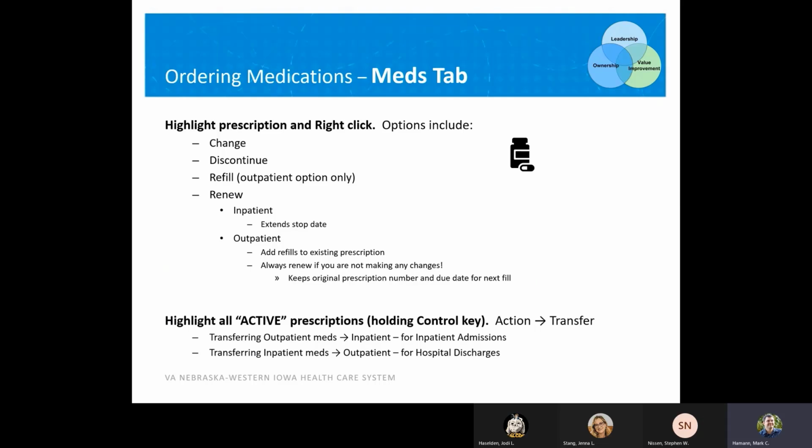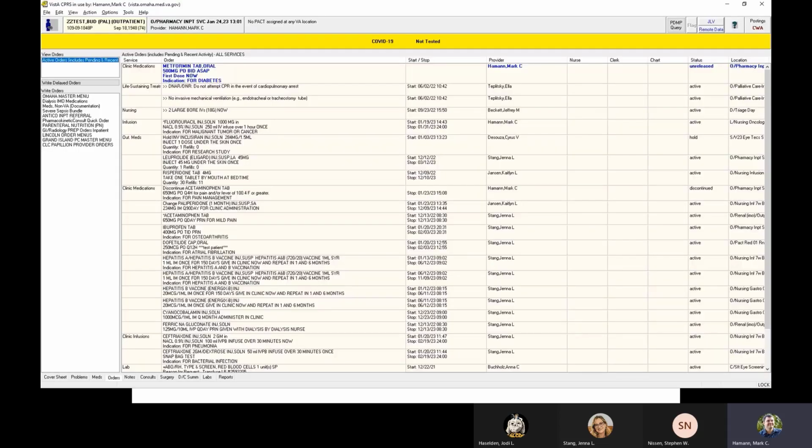There's also an easy trick if you want to copy a bunch of orders, like from the inpatient profile. If you have a discharge and you want to copy a few different orders so the patient can go home with those, you can highlight those prescriptions and then say action and transfer them to outpatient or transfer them to inpatient. So I'll show you an example of that.